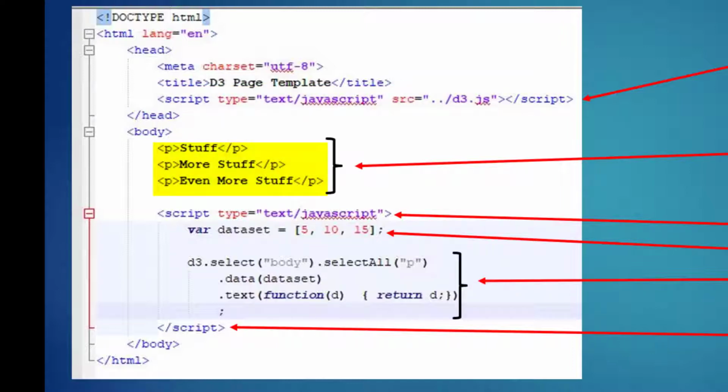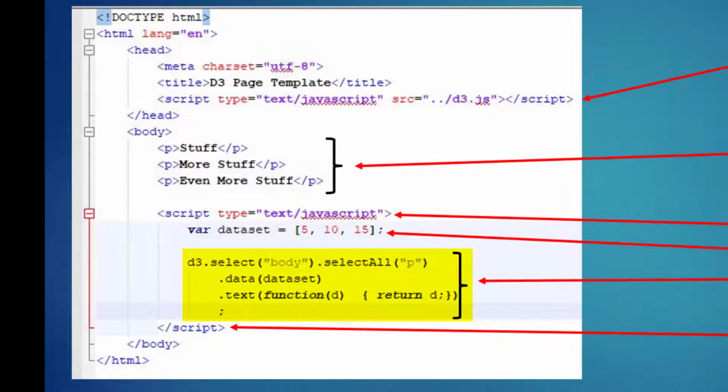Within the body section, I started out by creating 3 paragraphs, which I named Stuff, More Stuff, and Even More Stuff. And then after that, we have the D3 JavaScript code, which takes up most of the rest of this file. It starts where it says script and ends up down the page where it says /script. The first thing we do in the JavaScript is to define a data set with 3 values, 5, 10, and 15. But from a D3 perspective, the action really starts with the block of code that begins with d3.select.